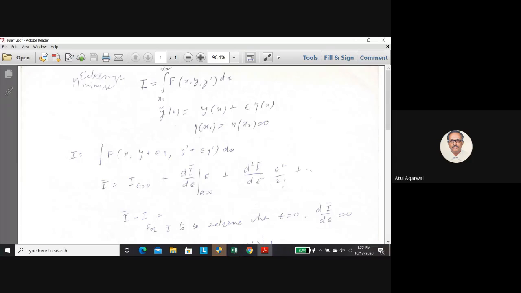Now you want to find this integral. So you can write this integral as at epsilon equal to 0, plus derivative of this I with respect to epsilon into epsilon, plus second derivative. This is nothing but Taylor's theorem. So you have found the value of I for different variations by changing the value of epsilon. So you will be able to find some value. You want to see when this value of I bar will be minimum. When will I bar be minimum?